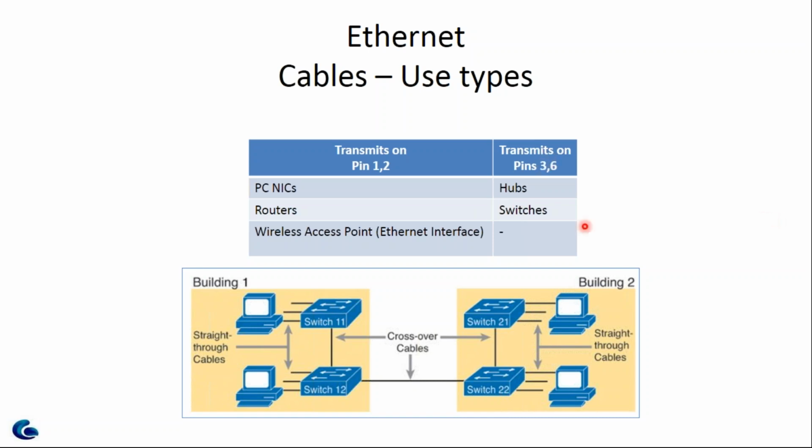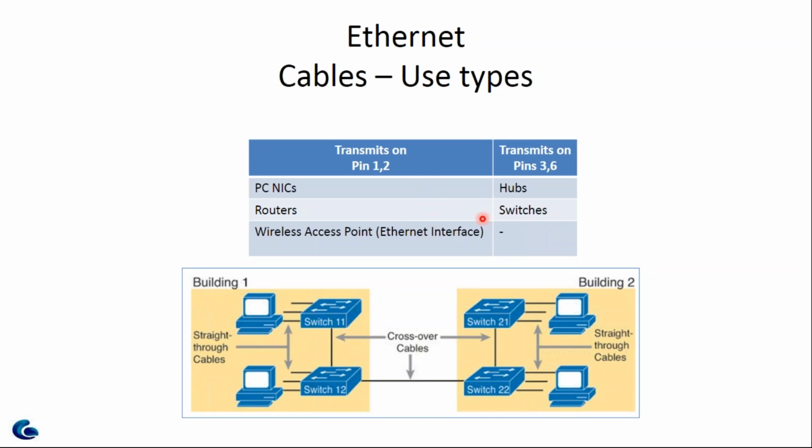So like in the previous slide, if I am connecting a PC to a switch, obviously I am connecting 1, 2, which is transmit, to 1, 2, which is receive here. And similarly, I am connecting this transmit 3, 6 here to 3, 6 here, which is receive. So if I am connecting PC to hub or PC to switch, I use straight. If I am connecting router to hub or router to switch, I connect straight. If I am connecting a wireless access point to a switch or hub, I am using a straight.